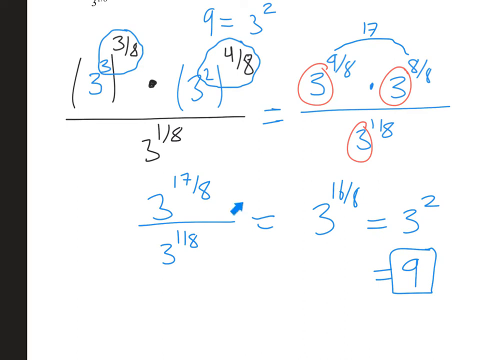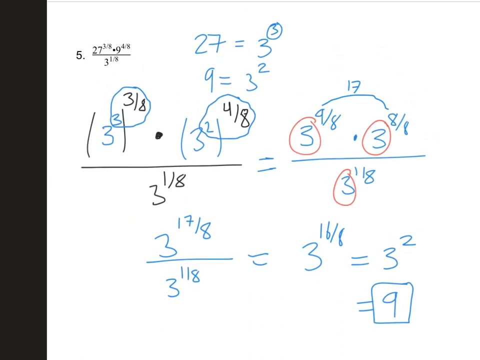So just a quick little recap of that. I got to rewrite this 27 and this 9 so that I can start combining later, right? 27 is 3 to the third, 9 is 3 squared. So I rewrite this whole equation with those rewrites. Instead of 27, I write 3 cubed. Instead of 9, I write 3 squared. I combine these exponents by multiplying them. 3 times 3 is 9. 2 times 4 is 8.